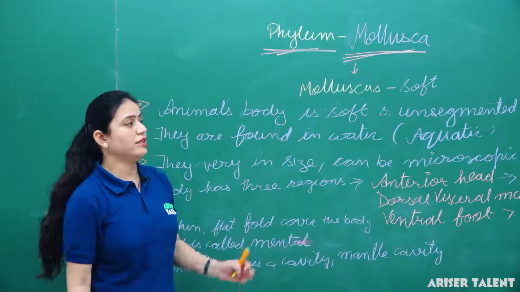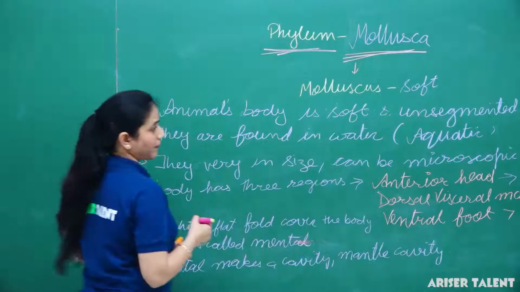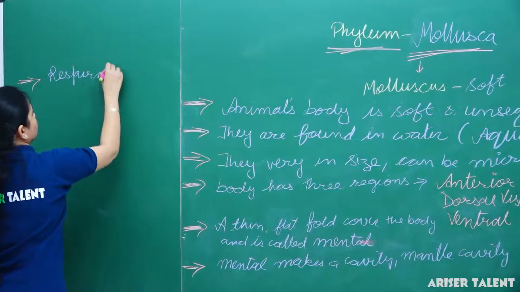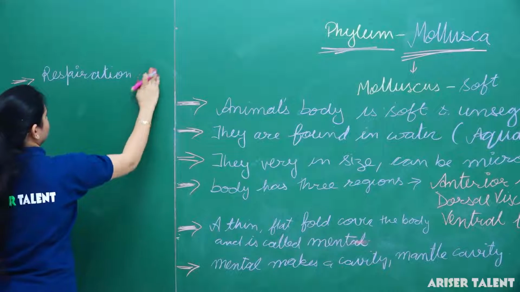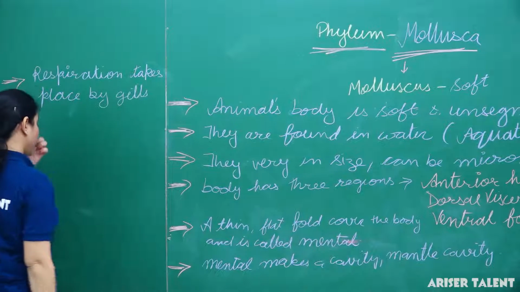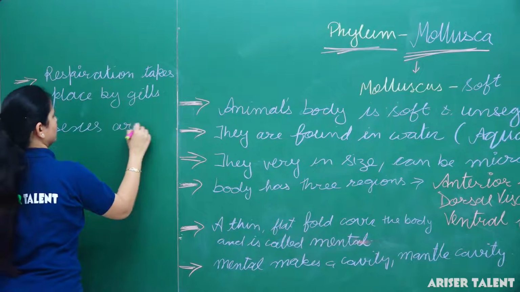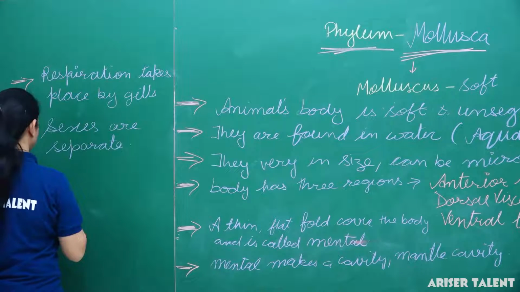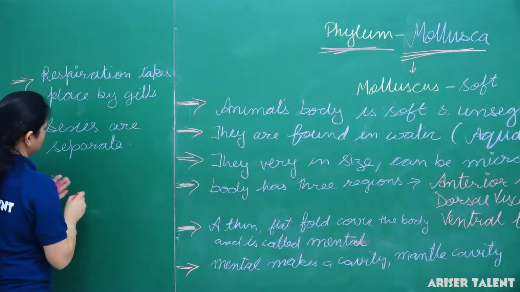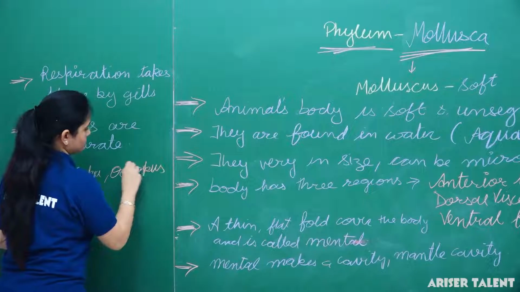If we talk about respiration, then they are aquatic, they are found in water. Respiration is generally done by gills. Okay, and sexes are separate. Examples are sepia, octopus, oysters, etc.